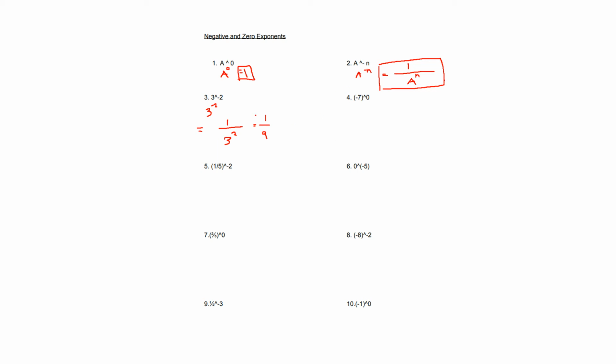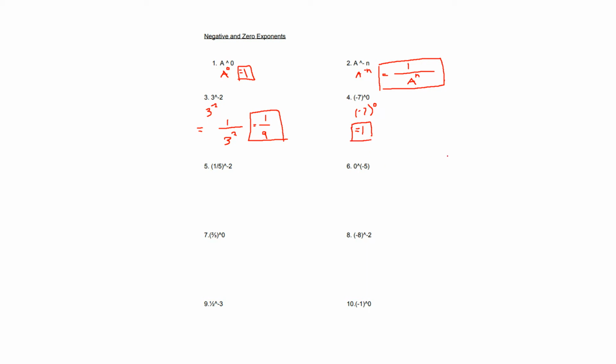Number 4 is negative 7 to the power of 0. And like I said before, no matter how big or how small the number is, whenever you raise it to the power of 0, it's just 1.